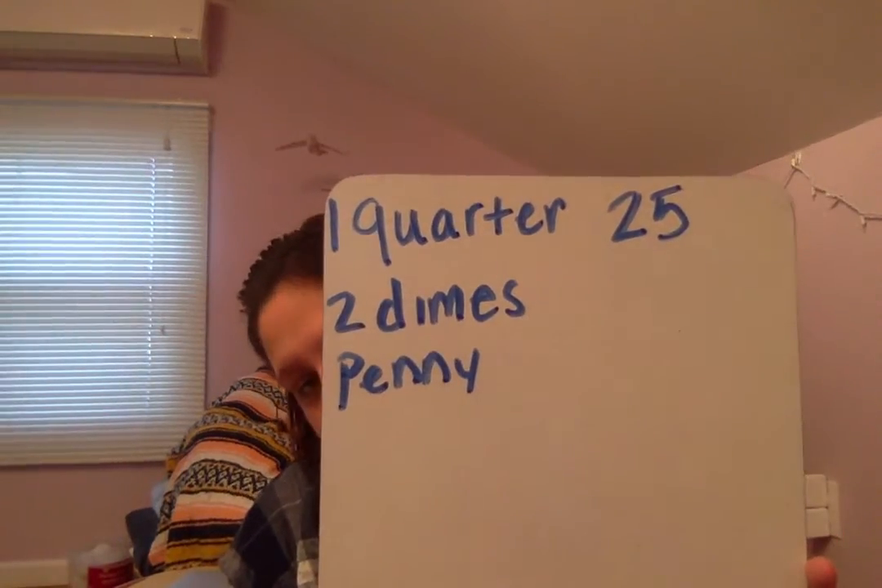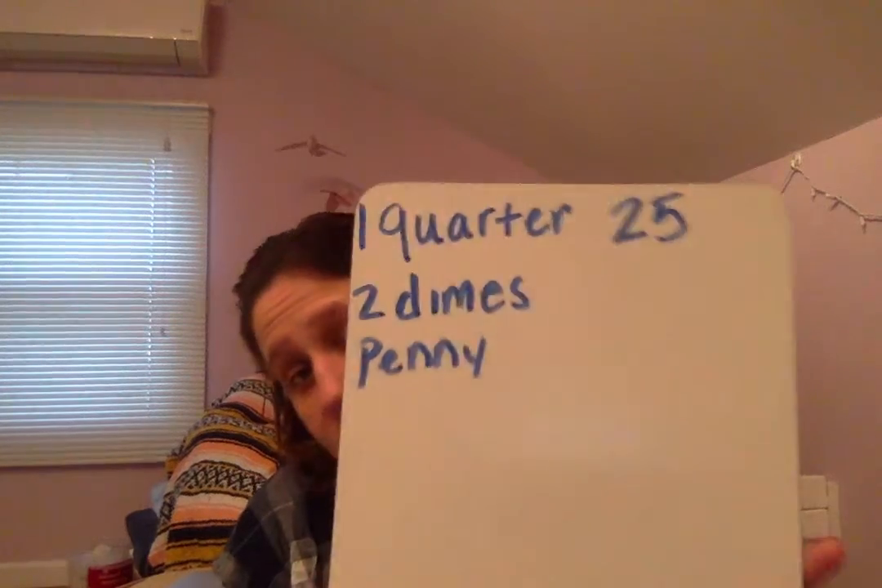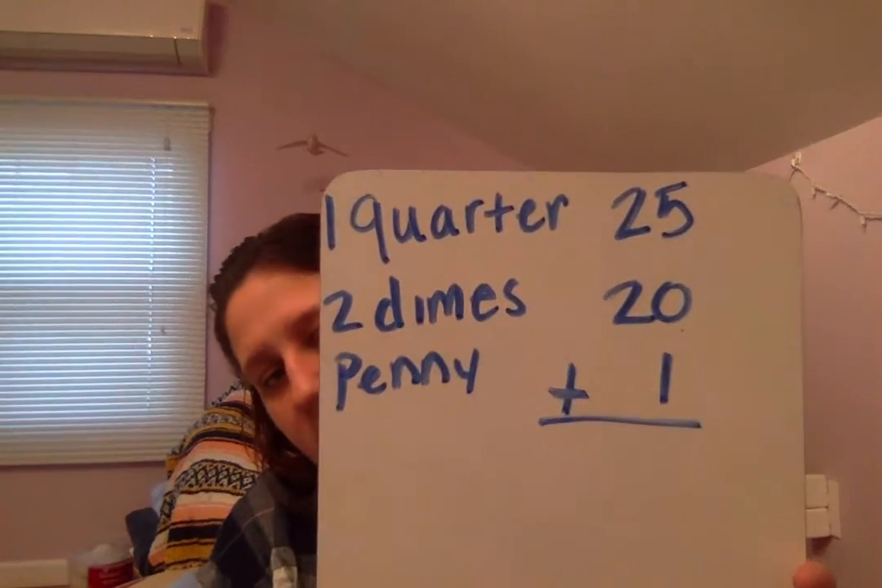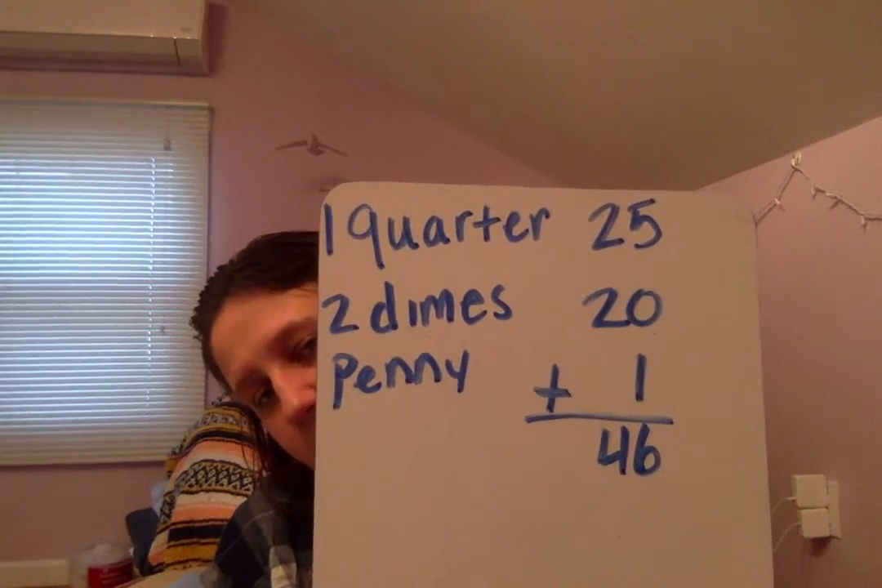Well, we should break it down first. A quarter is worth 25 cents. And each dime is worth 10. So 2 dimes must be worth 20 cents. And 1 penny is just worth 1. And we're adding all that up. So that would be 46 cents. Now, how would you write that as a decimal? Well, you would put 46 on top, and you would put it over 100 because there's 100 pennies in a dollar. And if you wanted to write that as a decimal, it would be 0.46.